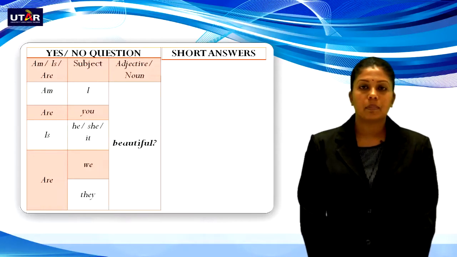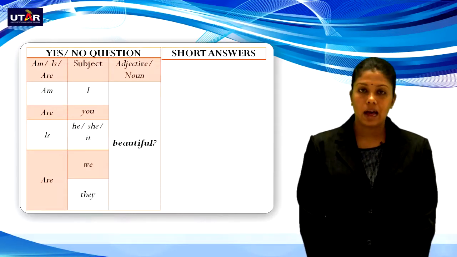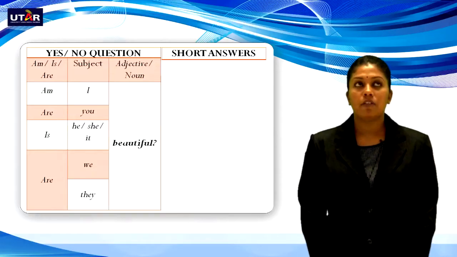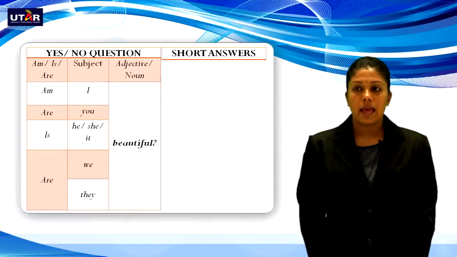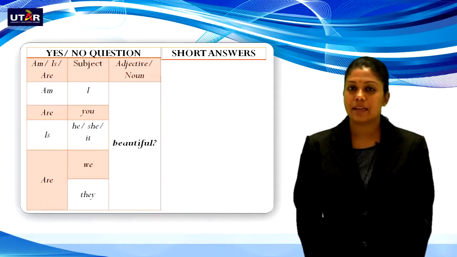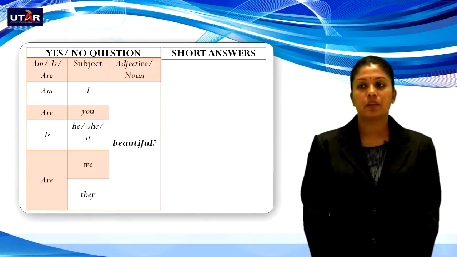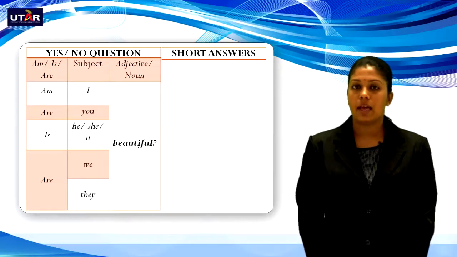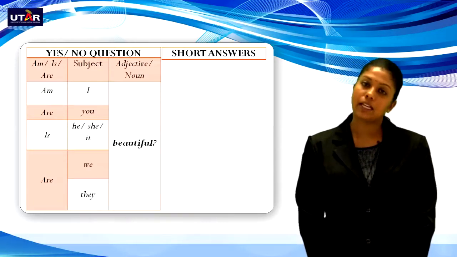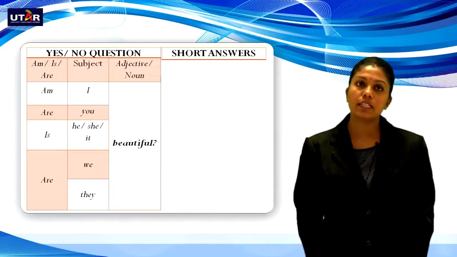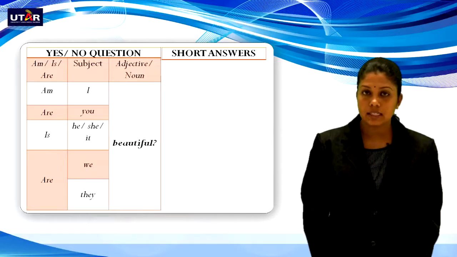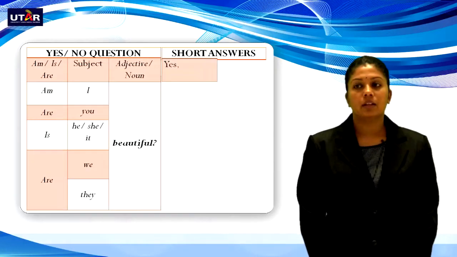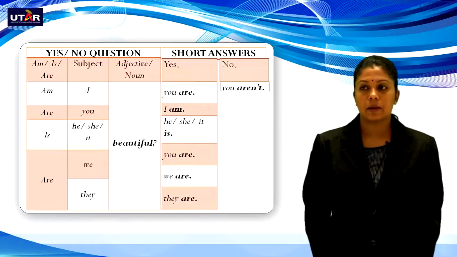am, is, or are. Okay. For yes-no questions, am followed by the subject, I, then you have an adjective or a noun. Am I beautiful? So the kind of answer that you will get for this kind of questions is yes or no. So let's look at the answers.